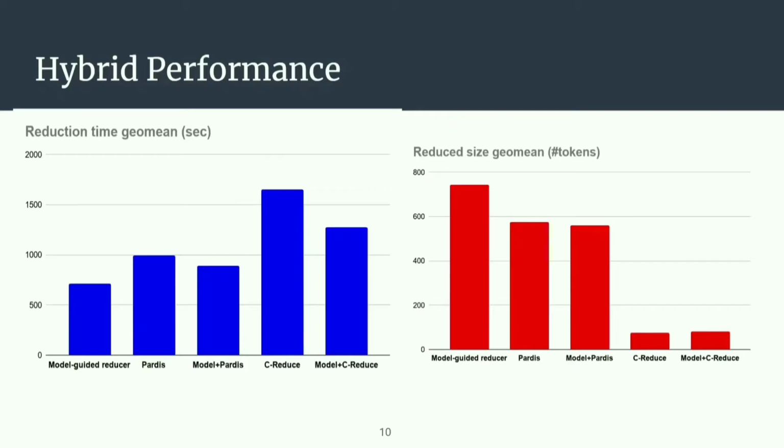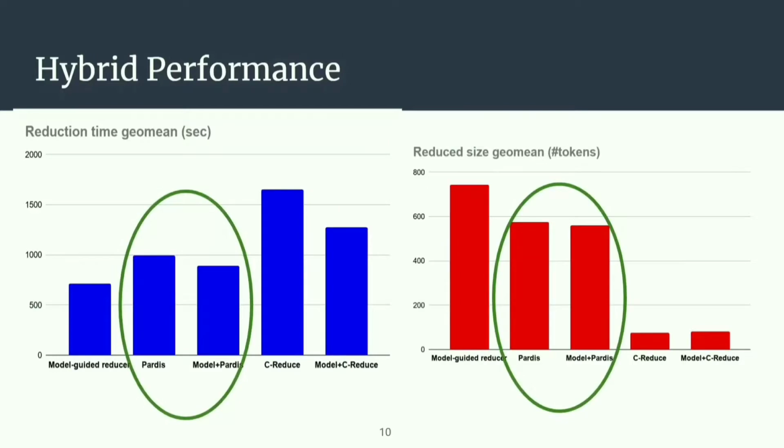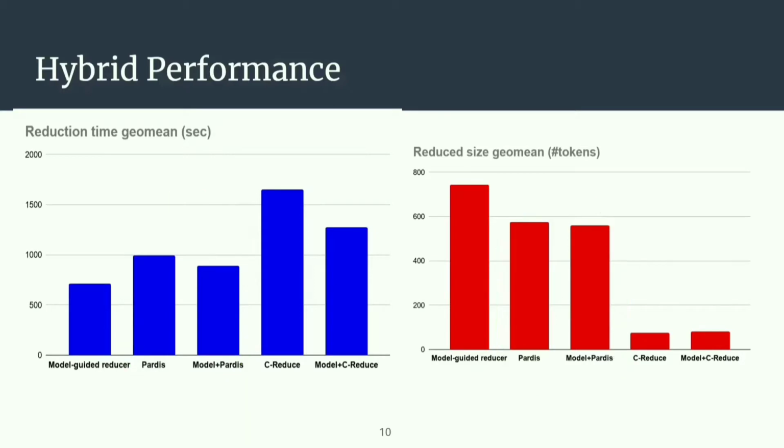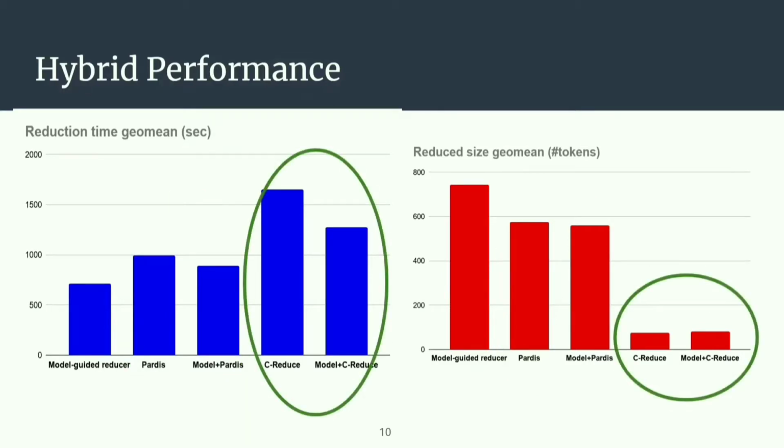When looking at the resulting size, it is comparable to the other general technique, but handcrafted techniques like C-Reduce are still the best. To find the middle ground in performance and reduction power, we use our model as a pre-processing step for C-Reduce and Pardis. We are able to still perform faster while interestingly improving the reduction power and obtaining test cases that are very similar in size to the ones generated by the two techniques.